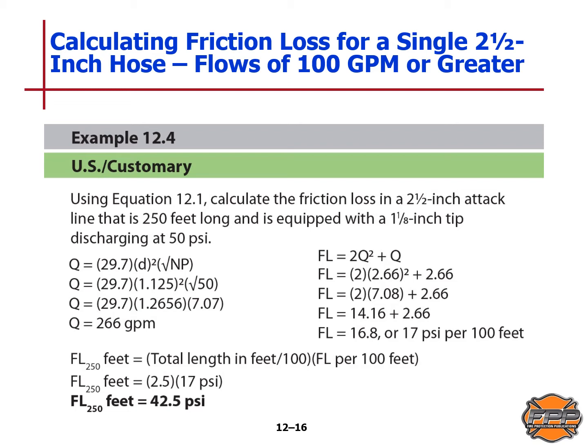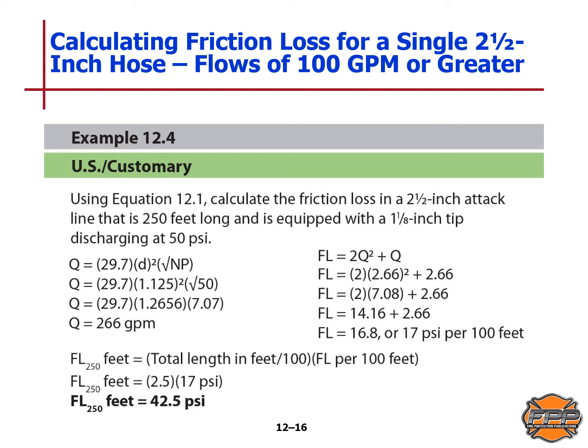You get 29.7, which is your coefficient, times 1.125 squared, which is your nozzle diameter, times the square root of 50. The Q equals 29.7 times 1.2656 times 7.07. That gives you a flow rate of 266 gallons per minute flowing.